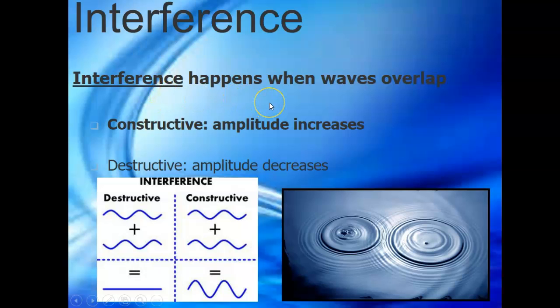So here it is again. Interference happens when the waves overlap. If those waves overlap and the amplitude dies out, that's destructive. It lessens, it decreases, it weakens. If they hit each other and it increases, we have larger waves, the amplitude increases, then that's constructive interference.